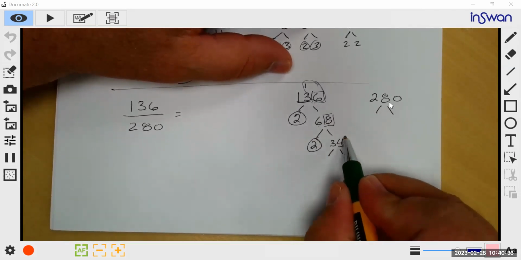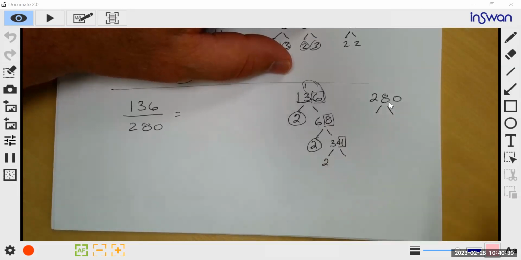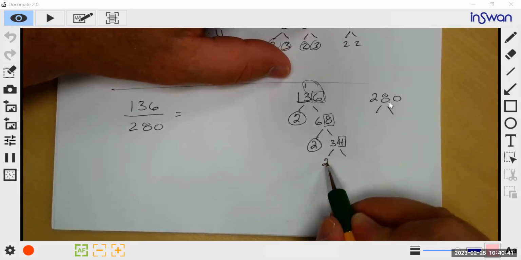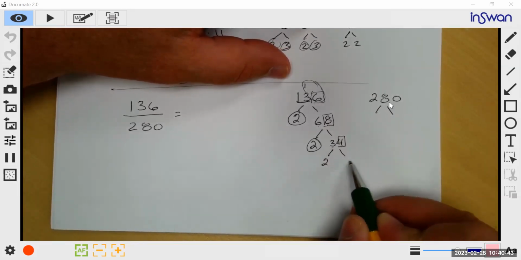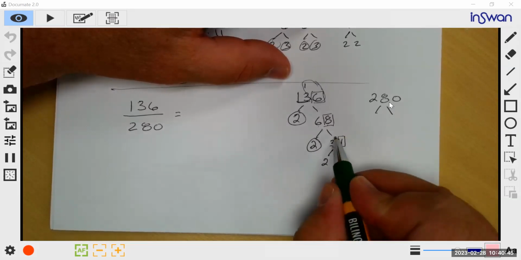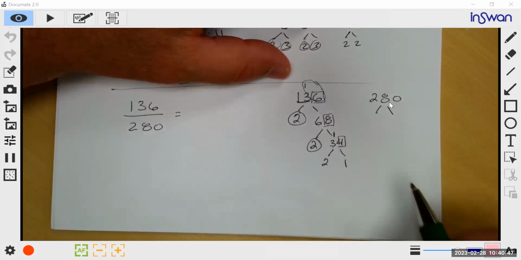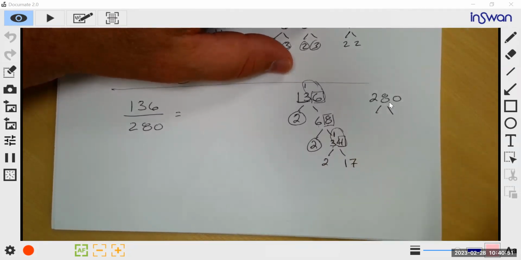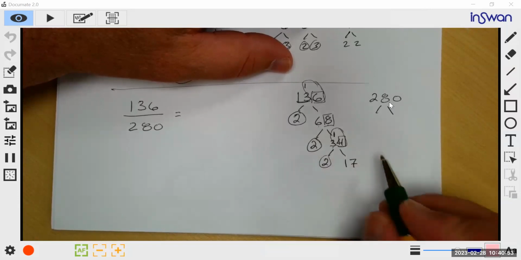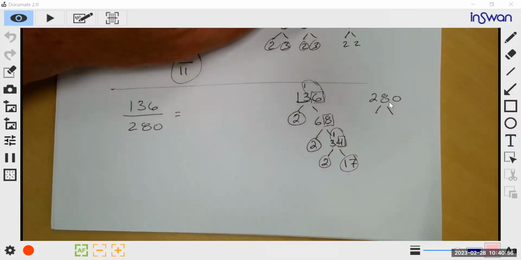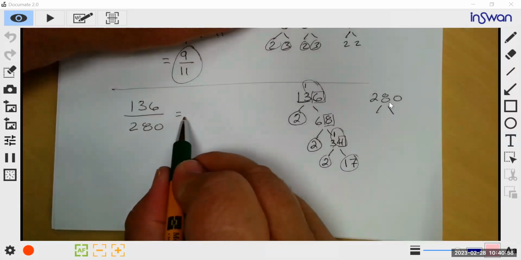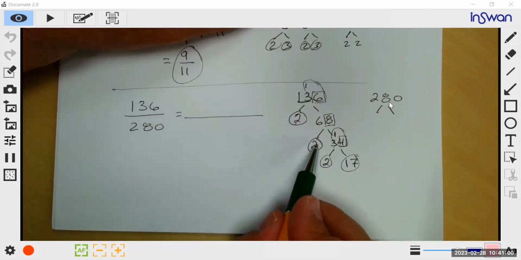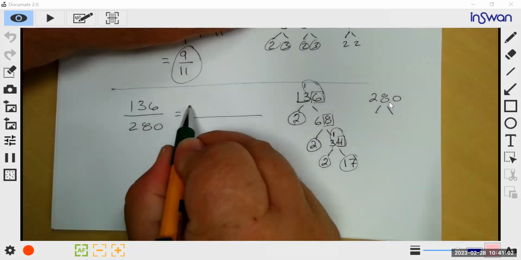Again, it ends in an even number, so I know 2 goes in there. 2 goes into 3 how many times? Once with 1 left over. 2 goes into 14 7 times. And 17 is a prime number. So it's 2, 2, 2, 17.